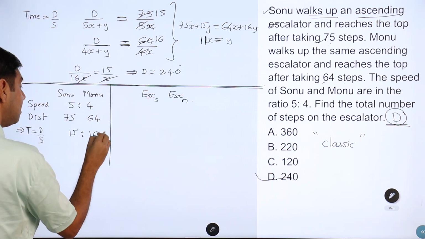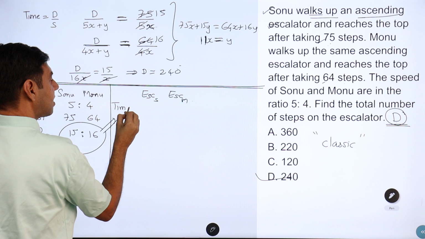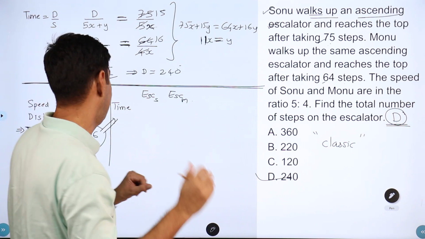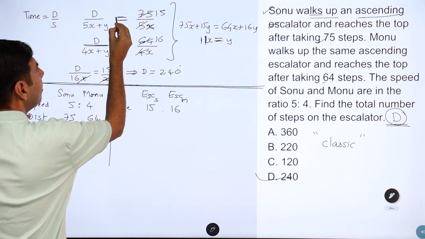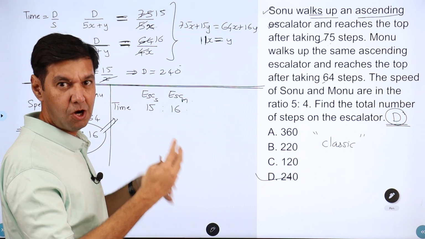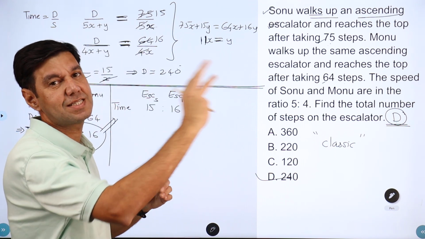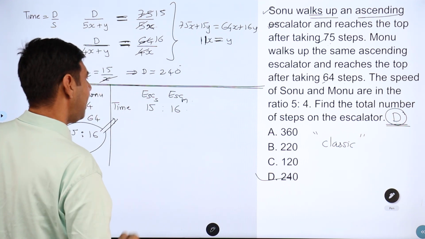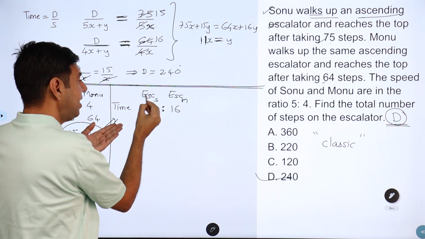What is important is this time we have to borrow over here also. So the time for which the escalators have been moving is also 15:16. That is the logical bit we are doing: the time that they are on the escalator walking is the time it takes to reach the top, and here I am saying that for that much time the escalator is also moving. And 15 and 16 is the time, on the same escalator.